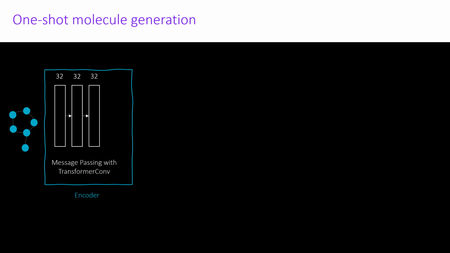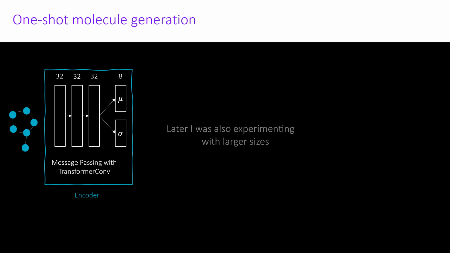For this video series, I decided to try out one-shot generation as it's much easier to implement. As mentioned in the last video, the first attempt is to reconstruct the adjacency matrix. So let's have a look at the architecture of my model. The encoder is simply three graph transformer layers, which create embeddings of size 32. Then I split the network to output mu and sigma separately with an additional GNN layer. I chose a latent vector size of 8.